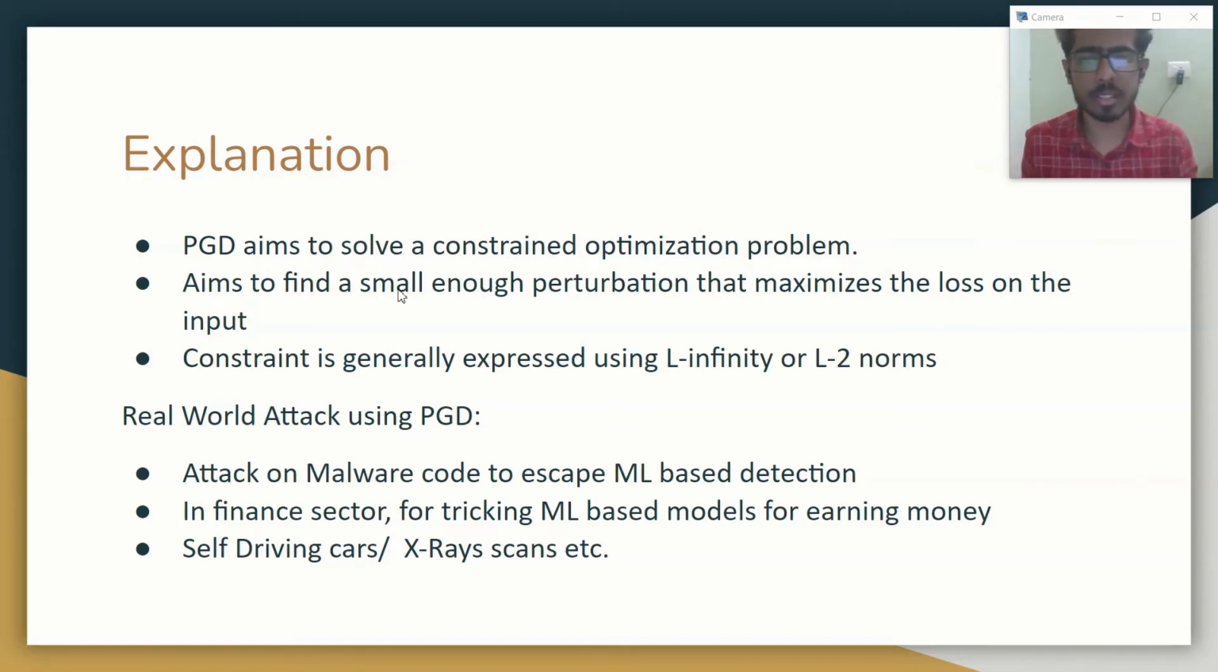You maximize the loss, and the constraint is usually done using the norms, L infinity or L2 norms. You can do that in a projection manner. You have the norm itself, and the nudges you do, you do in the projected dimension, and then you project the shifts back to the original dimension.